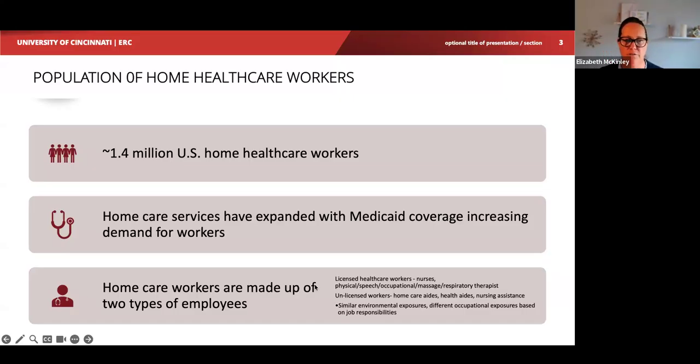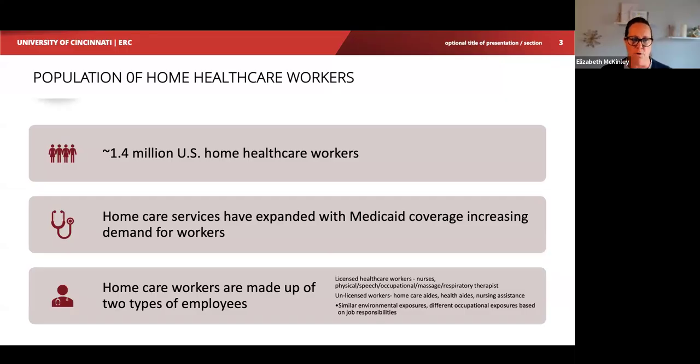Within the population of home healthcare workers, there are two separate types of workers. One, which I refer to as licensed healthcare workers. I do not like the terms skilled and unskilled. I feel like unskilled doesn't align with my belief that they're extremely skilled in what they do, but they are unlicensed. So the licensed healthcare workers in the home healthcare worker population are typically nurses, physical therapists, speech therapists, occupational therapists, massage therapists, and respiratory therapists. All of those have a license through either a medical board or a nursing board.